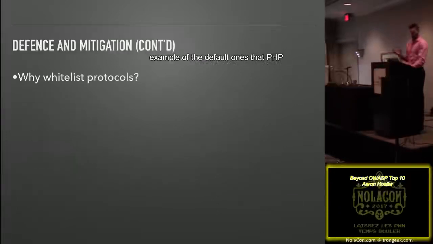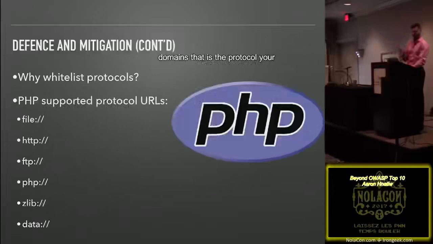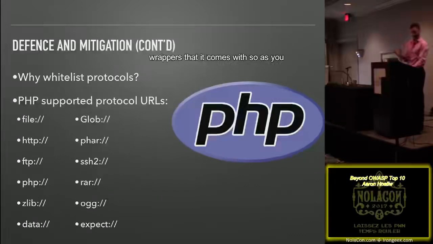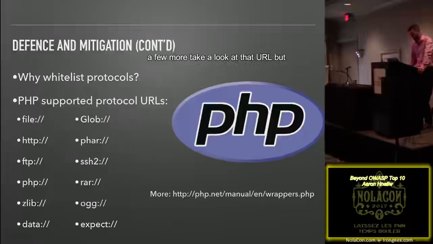And why would you want to whitelist protocols? Well, here's an example of the default ones that PHP comes with, and I'm picking on PHP a lot, but it's really easy. Here are some of the protocol URL wrappers that it comes with. As you can tell, there are some on here that you wouldn't expect at all, but they return data through that protocol. So there are a few more. Take a look at that URL. But essentially, you're going to want to make sure that you whitelist this as much as possible.